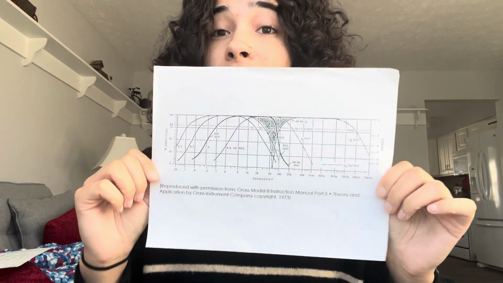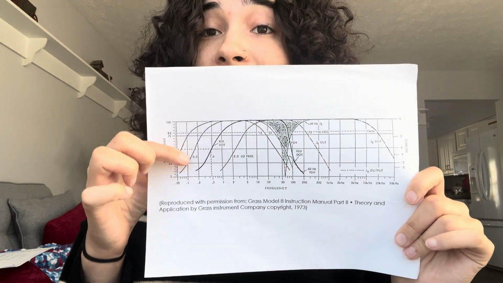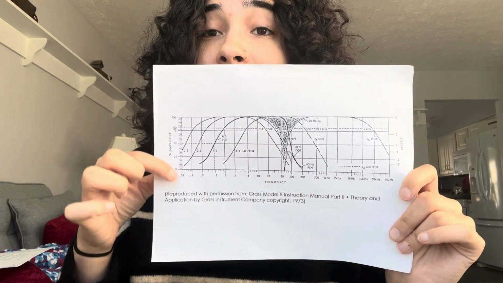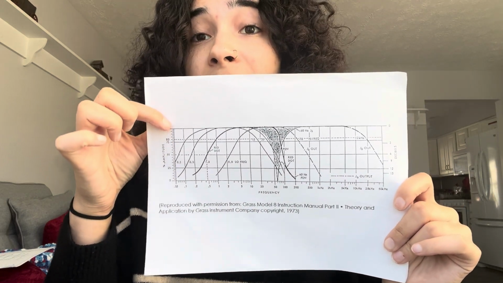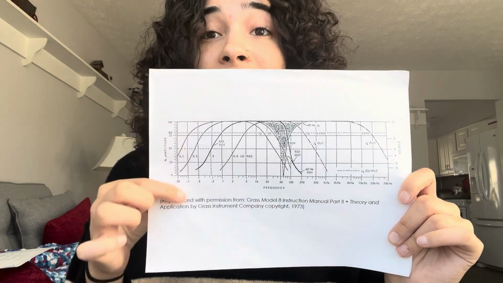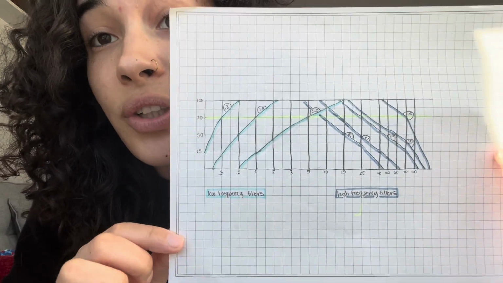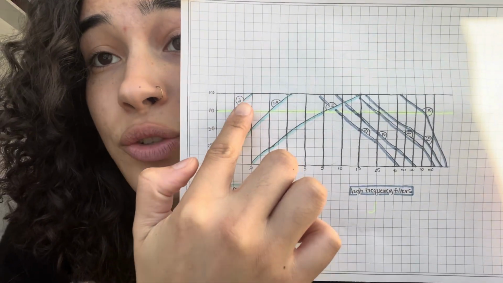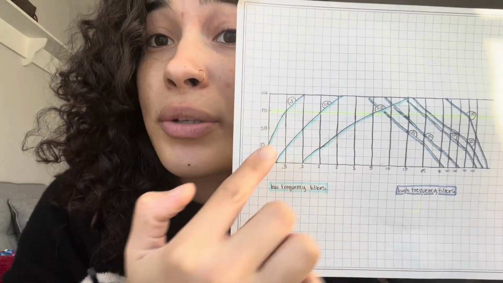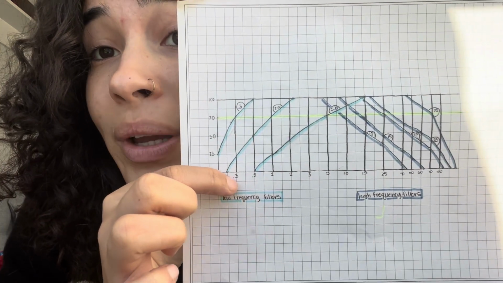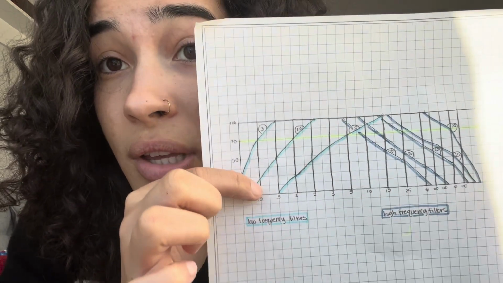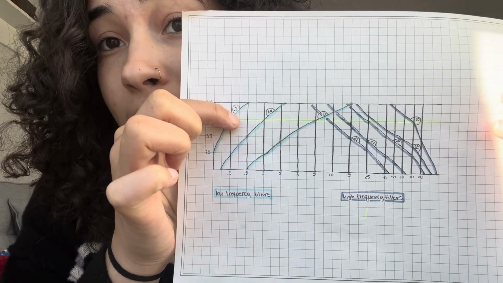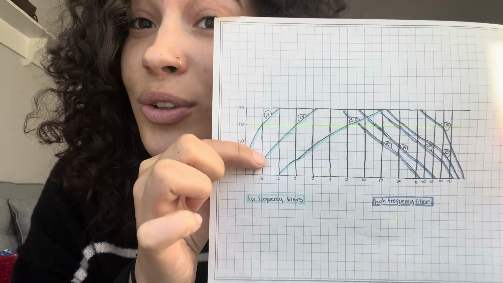So this is the graph our teacher gave us. The curved lines are representing how the filters are affecting different frequencies, and the percent of amplitude we are seeing is shown on this axis here. This is the graph that I drew for class. The curved lines are the filters, and as you can see, they're named by which frequency is attenuated 20 to 30%. So for example, 0.3 hertz is attenuated 20 to 30% by the 0.3 filter.